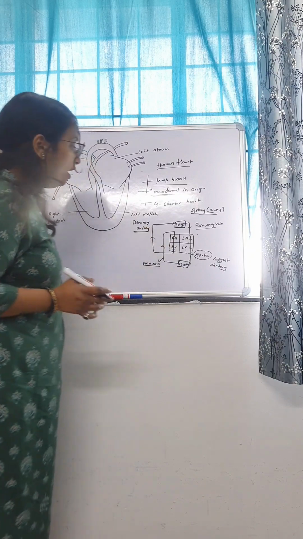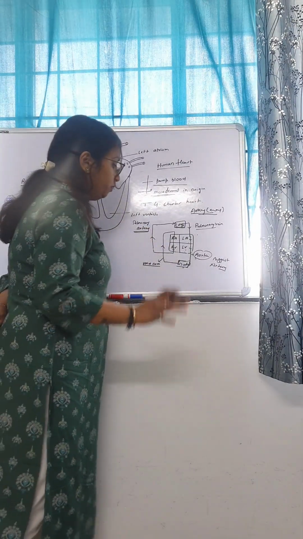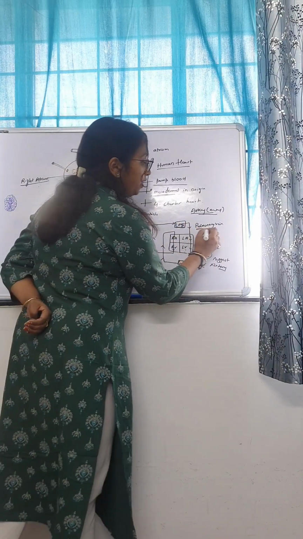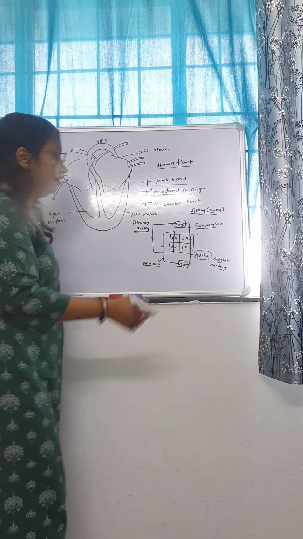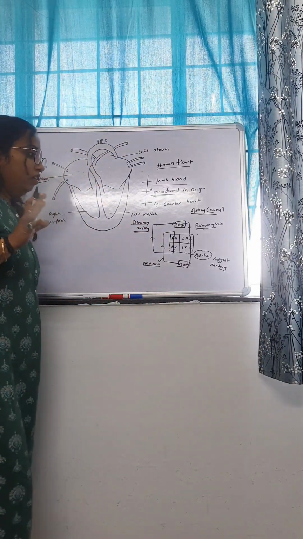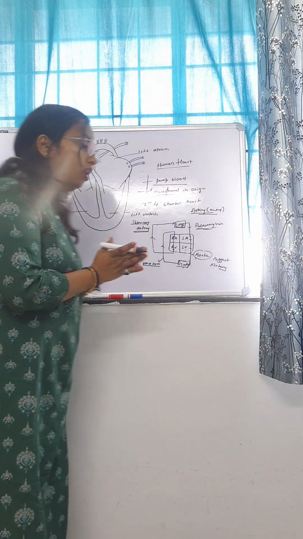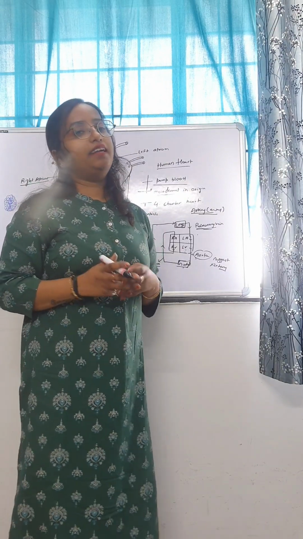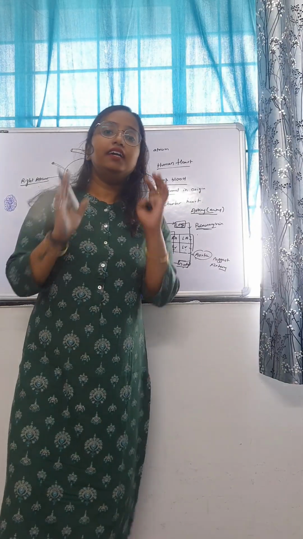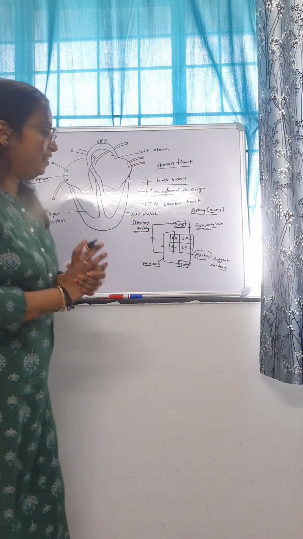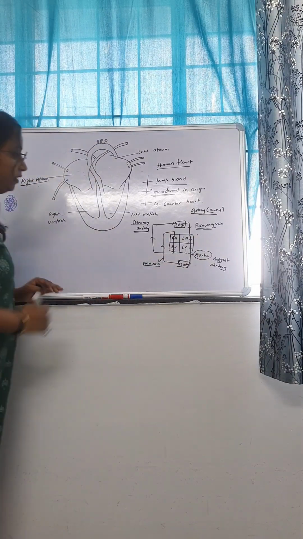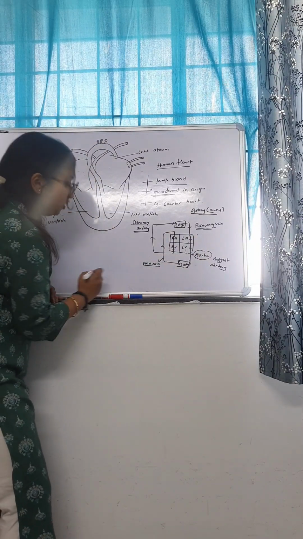And veins always bring blood towards the heart. There is an exception, the pulmonary vein, which brings oxygenated blood, and there is another exception, the pulmonary artery, which carries deoxygenated blood. Just remember, all arteries carry oxygenated blood except the pulmonary artery, and all veins carry deoxygenated blood except the pulmonary vein. If you draw the flow chart of this, it will become so easy to remember.